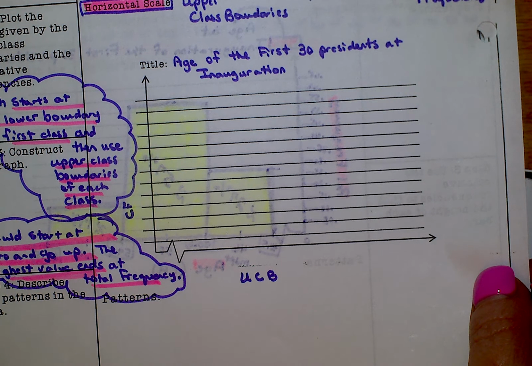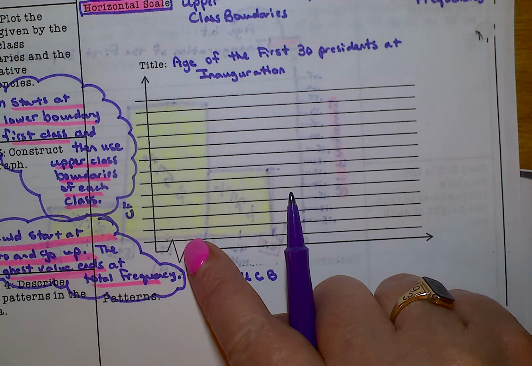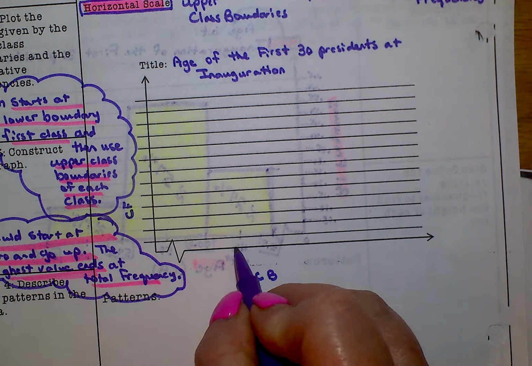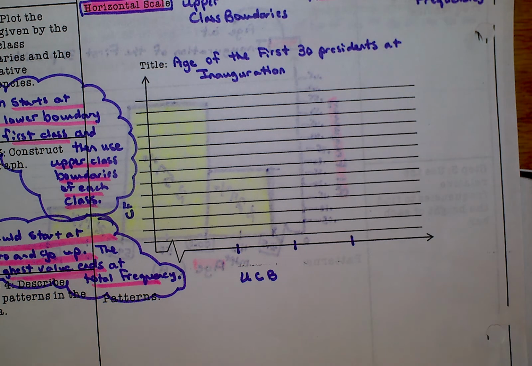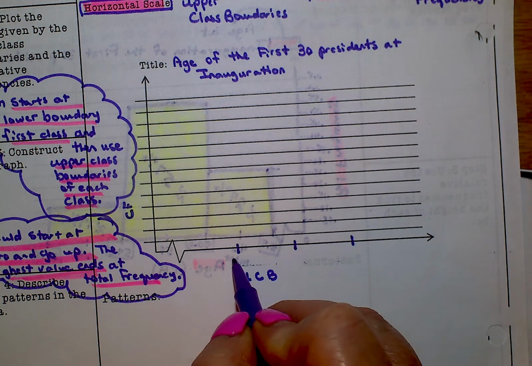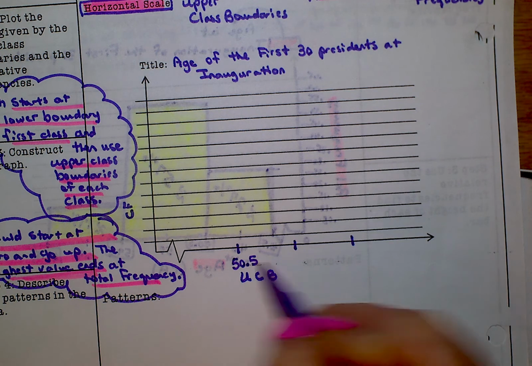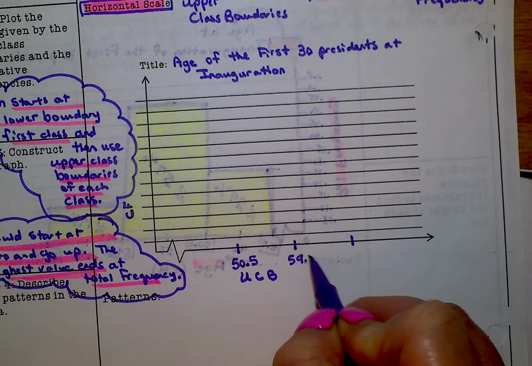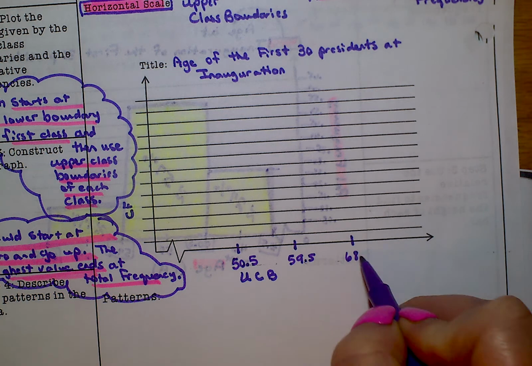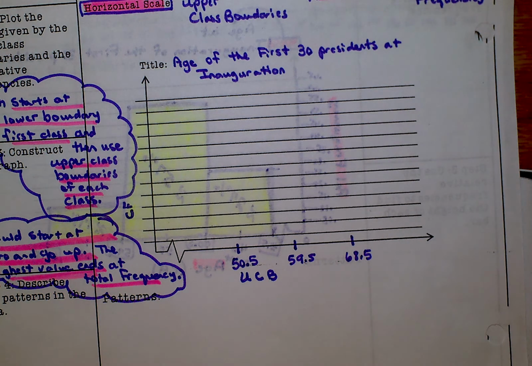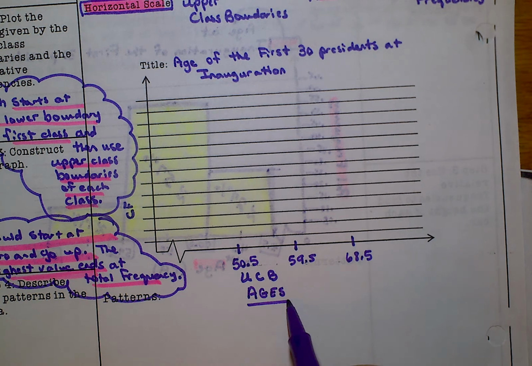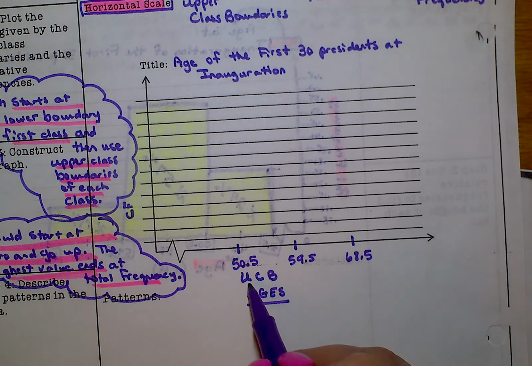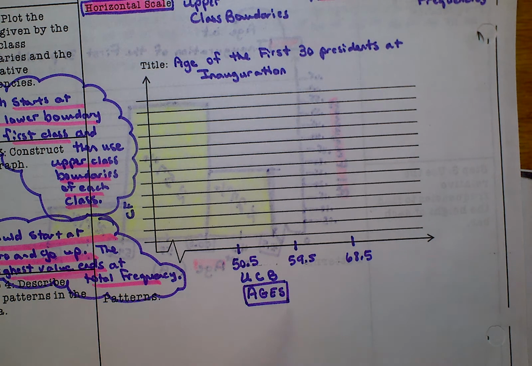So when you do this, do not use this point right here, okay? I want you to space over, space over, space over, okay? We're going to have, for this one, 50.5. For this one, 59.5. And lastly, 68.5. Now, this was dealing with your ages. So I need to put something about that here. So that's dealing with my ages.